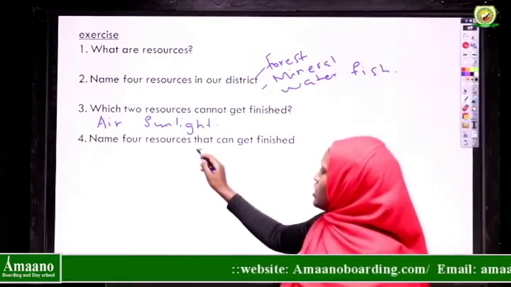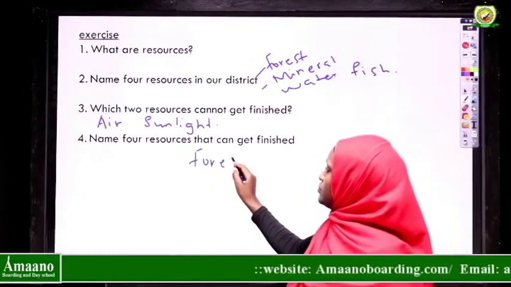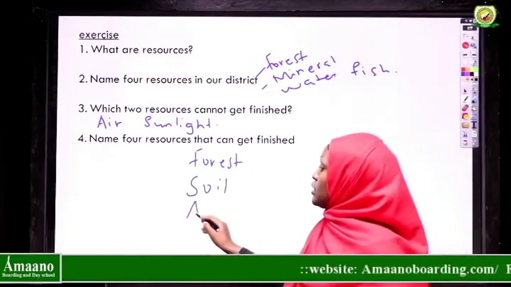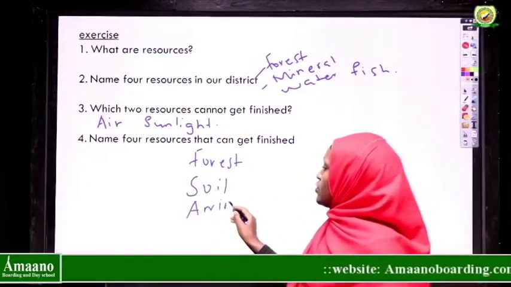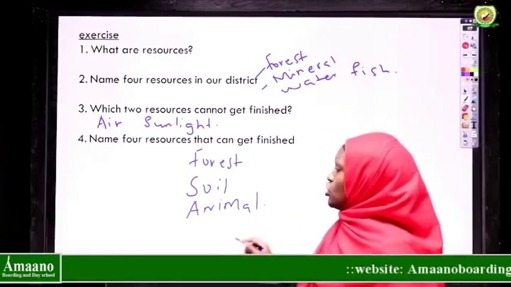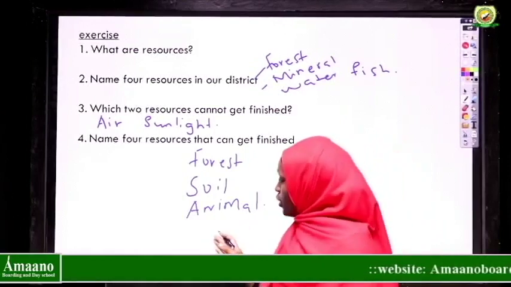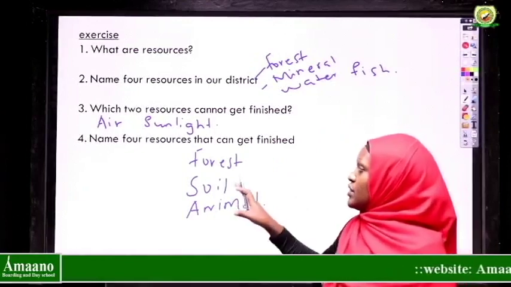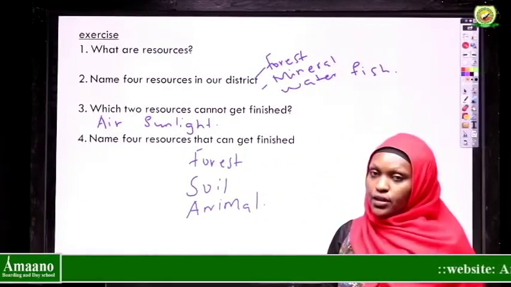We have now the forest. If you misuse the forest, it will get finished. We have soil. We have animals. If you fail to take care of these, they will get finished. Or if you use them in a wrong way, they will get finished. So these are the resources. If you don't take care of them, they will get finished.